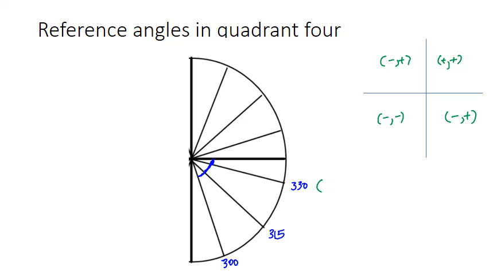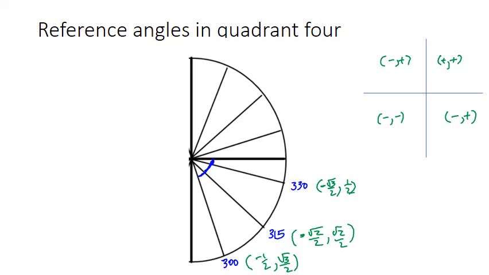So for 330, that's related to our 30-degree reference angle. So we're going to put the values in, just make sure the signs match. So this would be radical 3 over 2 and negative 1/2. For 315, that would be radical 2 over 2 and negative radical 2 over 2. For 300, that would be 1/2 and negative radical 3 over 2.